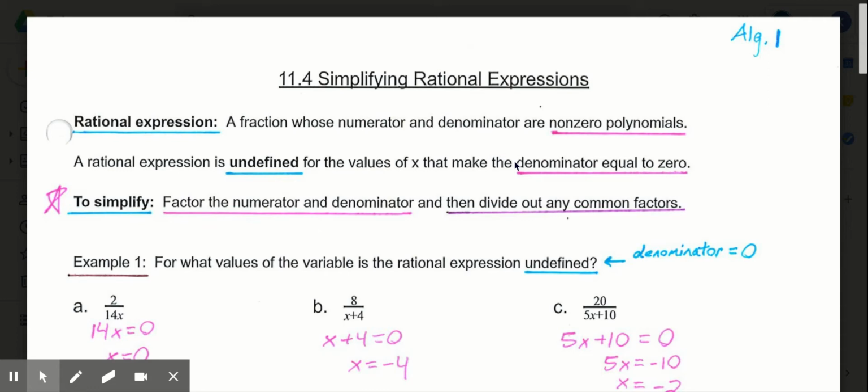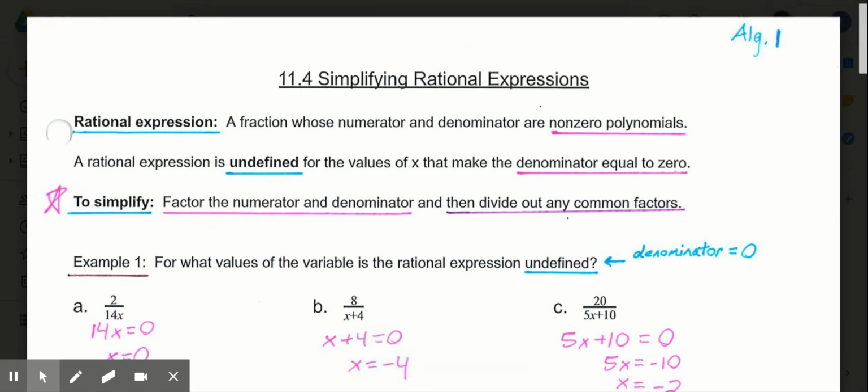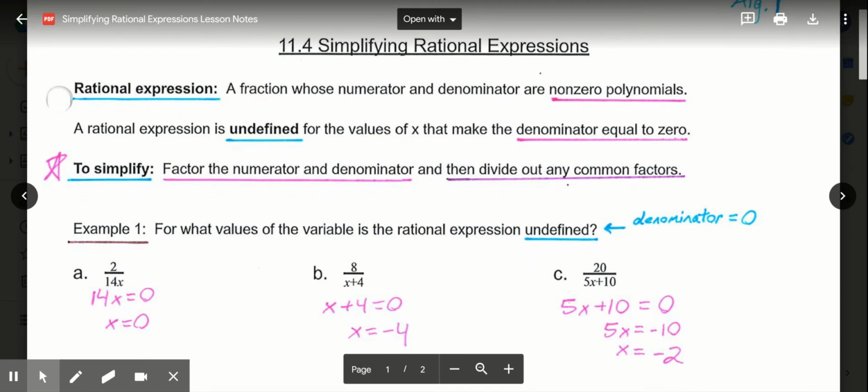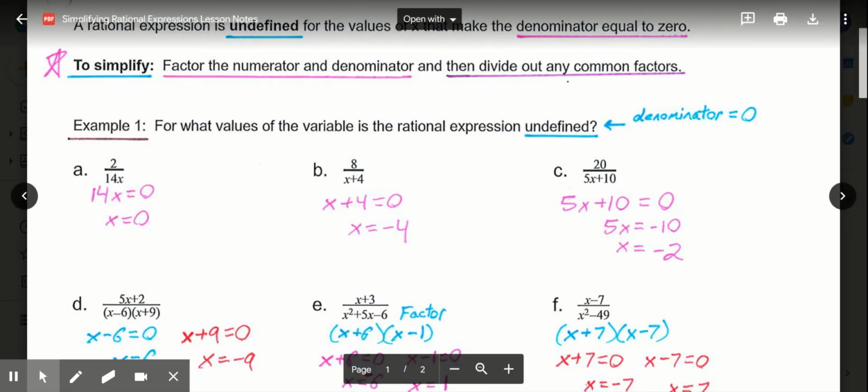And then after we look at undefined denominators, we will move into how to simplify rational expressions. The process we'll be looking at to simplify is factoring the numerator and denominator, and then dividing out any common factors. So example one, the first piece we're looking at, is for what values of the variable is the rational expression undefined. That means when the denominator equals zero.